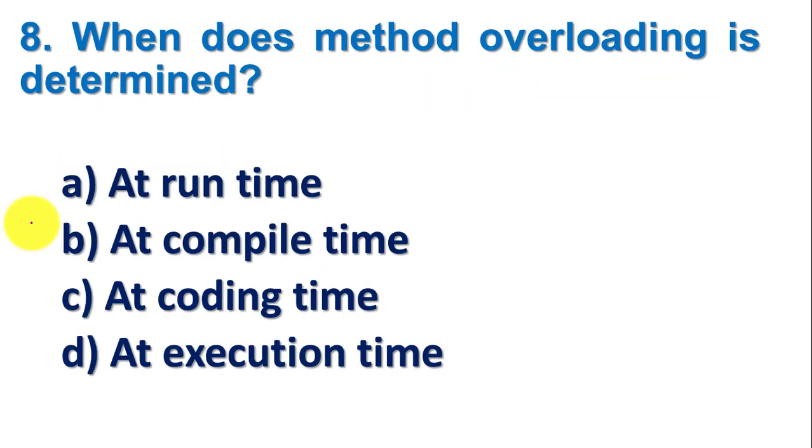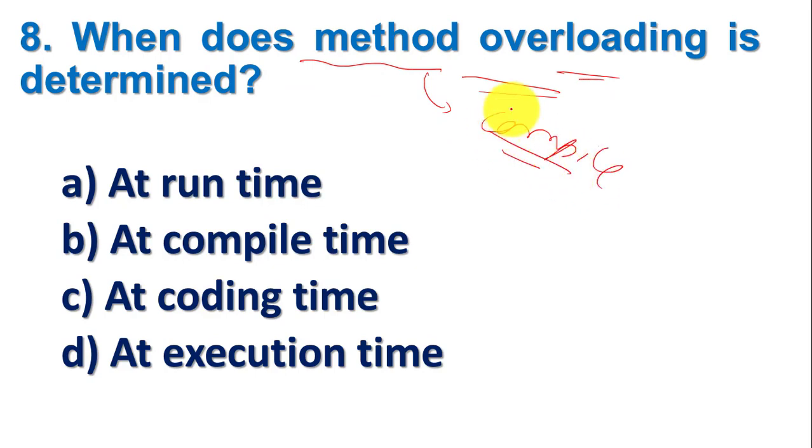Let's understand question 8. When is method overloading determined? Remember, the word is overloading, not overriding. As I told you already, method overloading is a compile time or a static polymorphism. So here the right answer would be at compile time. At coding time, not possible. No polymorphism can occur at coding time. Okay, you have to compile it.